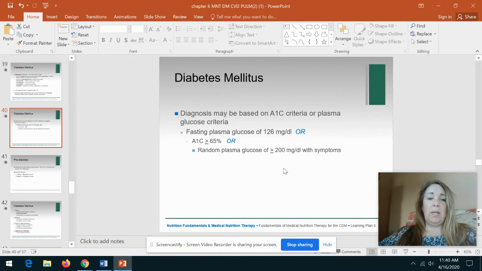So for instance, someone might get this result at a health fair. Maybe they just ate lunch and had blood drawn and they have a plasma glucose of greater than 200. And that's with symptoms. Those are the symptoms we talked about on the last slide: the polyuria, polyphagia, polydipsia, glycosuria.